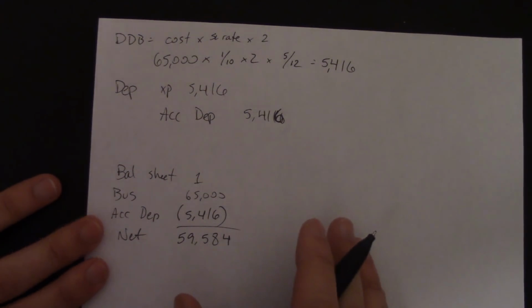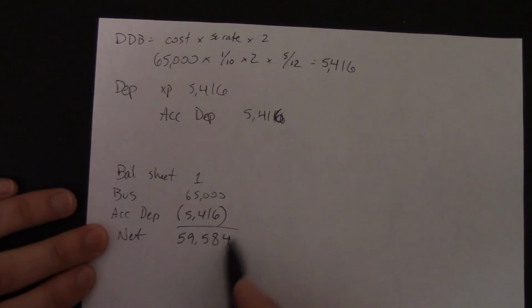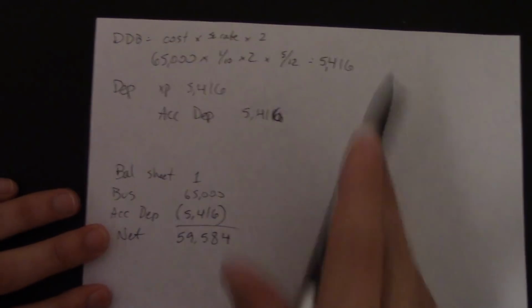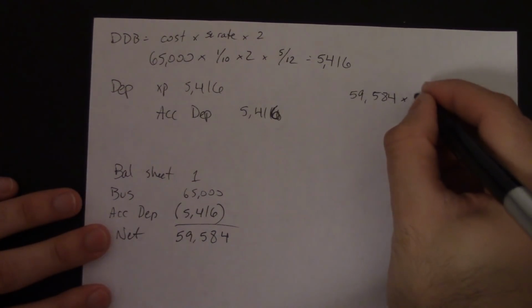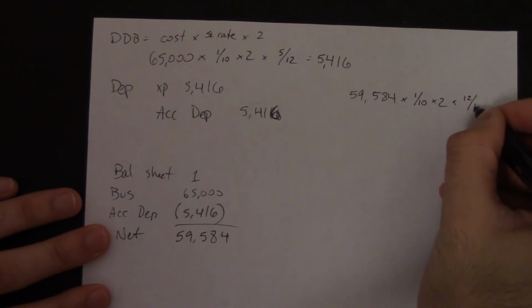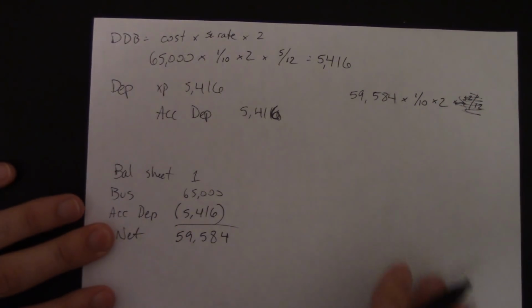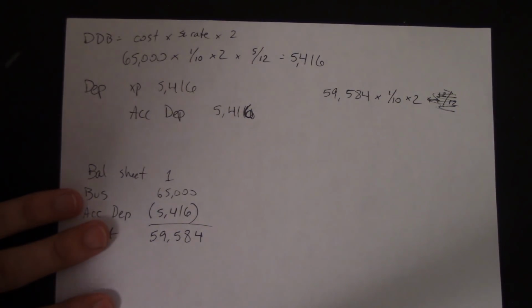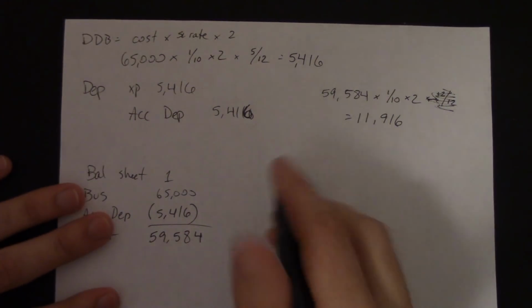And just like in the previous problem we did with DDB, we will use this number in our new equation. So we will take 59,584 times the straight line rate, double it up, multiplied by 12 over 12, which is multiplying by 1, or you can just ignore it altogether. 59,584 times 2 divided by 10. That gives us 11,916 about.